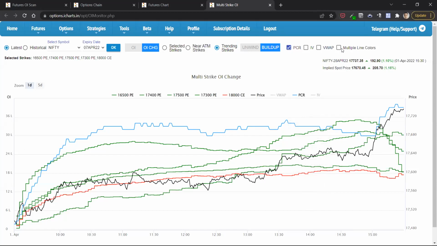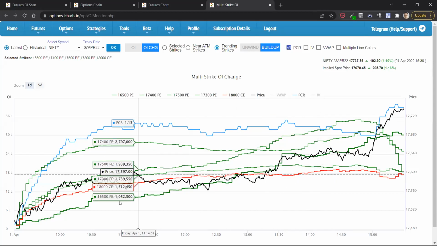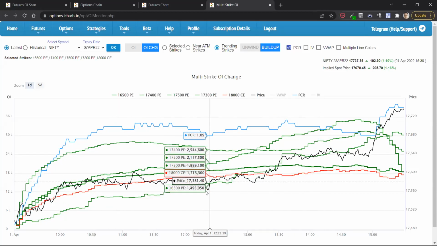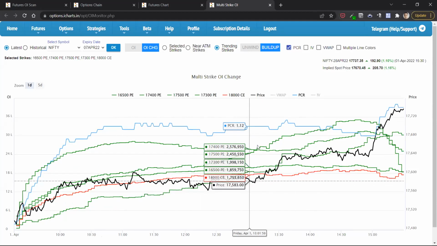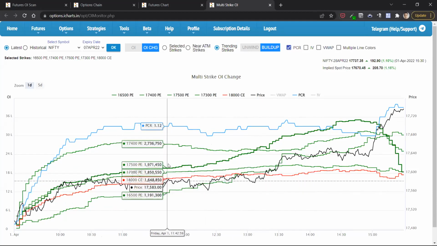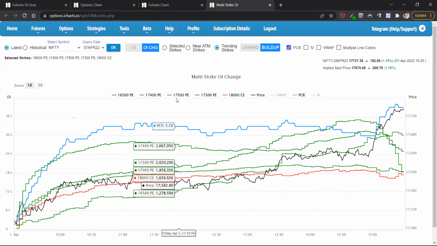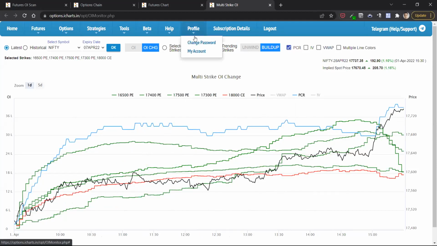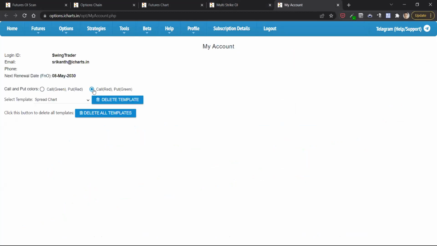Uncheck multiple colors to get a quick snapshot of what is happening. Once you see a lot of green here, okay, what I've done is, you might see reds here for put, but I have changed it. You can go and change it here. For puts, you can have green. So you can change this. You can have calls in red color and puts in green. By default, it will be this, so you can change it here.